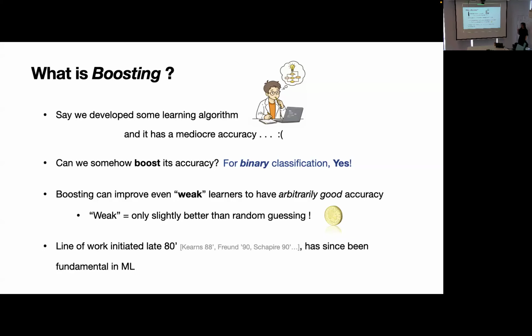So this is a long line of work initiated in the late 80s by Kearns, who originally asked the question, for Schapire. It has since been a fundamental approach in machine learning, with both huge practical success as well as a solid theoretical foundation. Let me first define it a bit more formally, and then we'll talk about extending it to the multiclass case and what goes wrong.